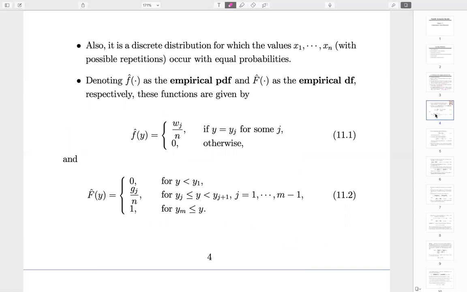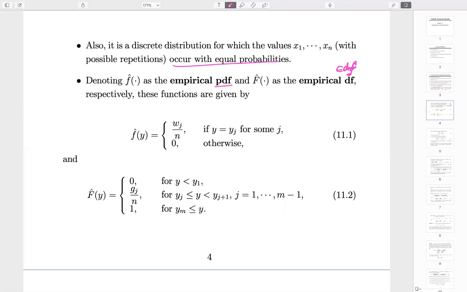With that in mind, essentially what you assume is all the observations have the same probability. With that in mind, we can define the empirical PDF, the empirical probability function, and the empirical CDF. I always use CDF.